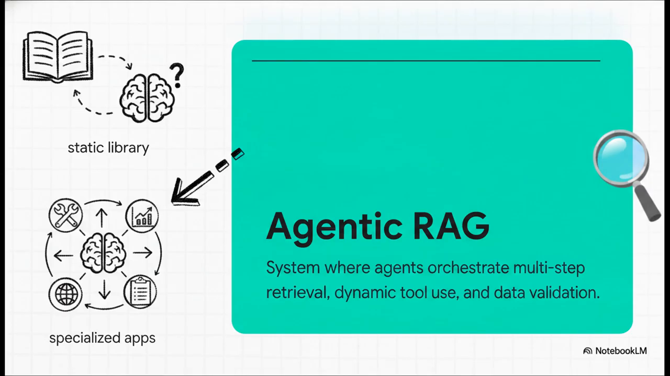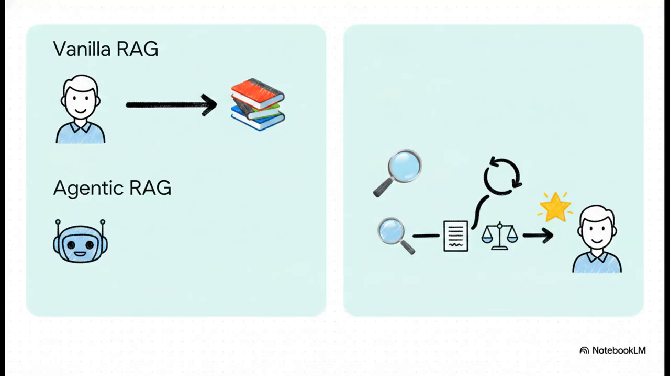Agentic RAG is an entirely different beast. It's an advanced system where agents autonomously orchestrate multi-step retrieval. To use an analogy, it's like having a smartphone equipped with specialized apps, with the AI deciding in real time exactly which app can best answer the complex question you just asked. So, vanilla RAG relies on very limited logic and static retrieval.